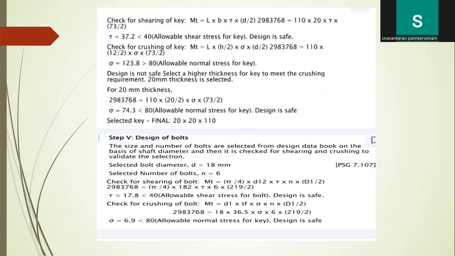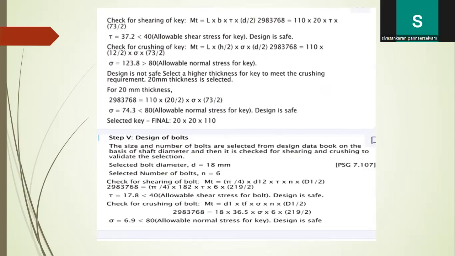So the final dimension of the keyway design is 20 by 20, length is 110. This is the optimal design of the keyway. Width is 20, height 20 mm, length 110 mm.